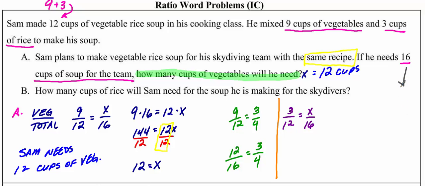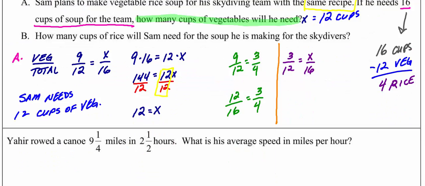So if he is going to make 16 cups total, and we know from our last part that 12 of it is vegetables, then we know that the remaining part is the rice. So whatever's left over in the soup mix, whatever isn't vegetables, has to be rice. And if we solved this, we would get the same thing. All right, so that's one kind of problem. Let's look at another kind.